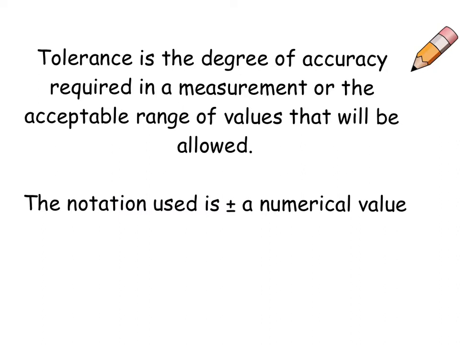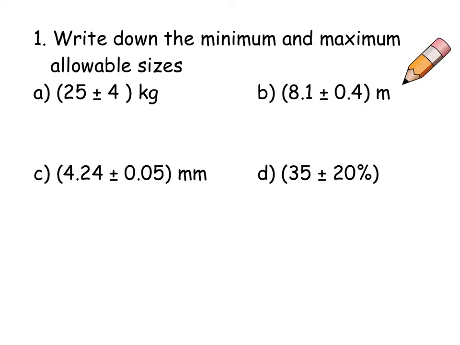So this is the bit you would probably start copying down if this was your lesson. Tolerance is the degree of accuracy required in a measurement or the acceptable range of values that will be allowed. And the notation used is this plus or minus symbol, and then a numerical value either side, okay? So here are my examples. For each one of these, we're going to write down what the minimum and maximum allowable sizes are. Now, that means the lowest and highest. It's a fancy way of saying minimum and maximum.